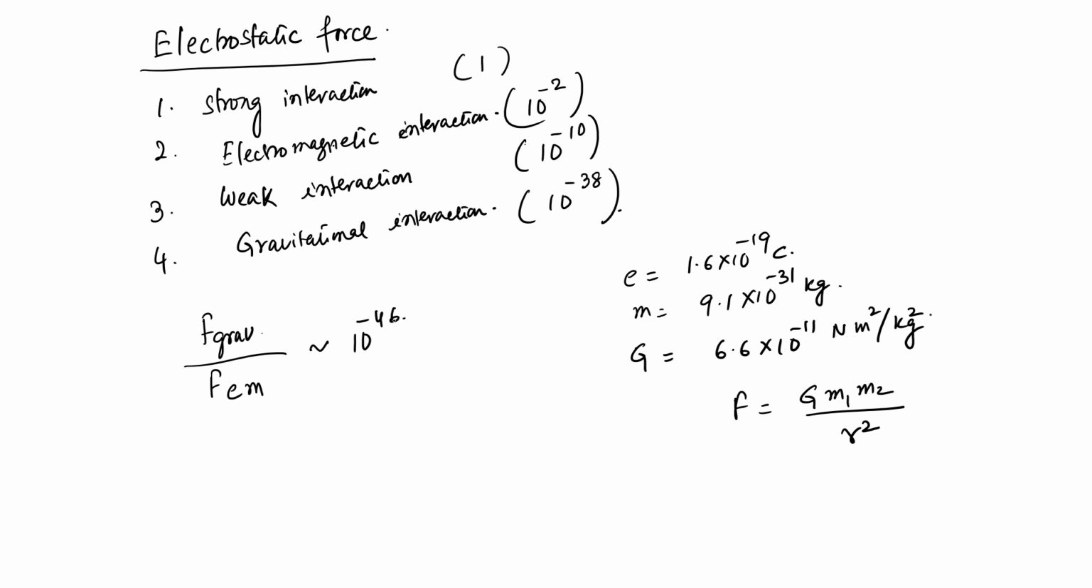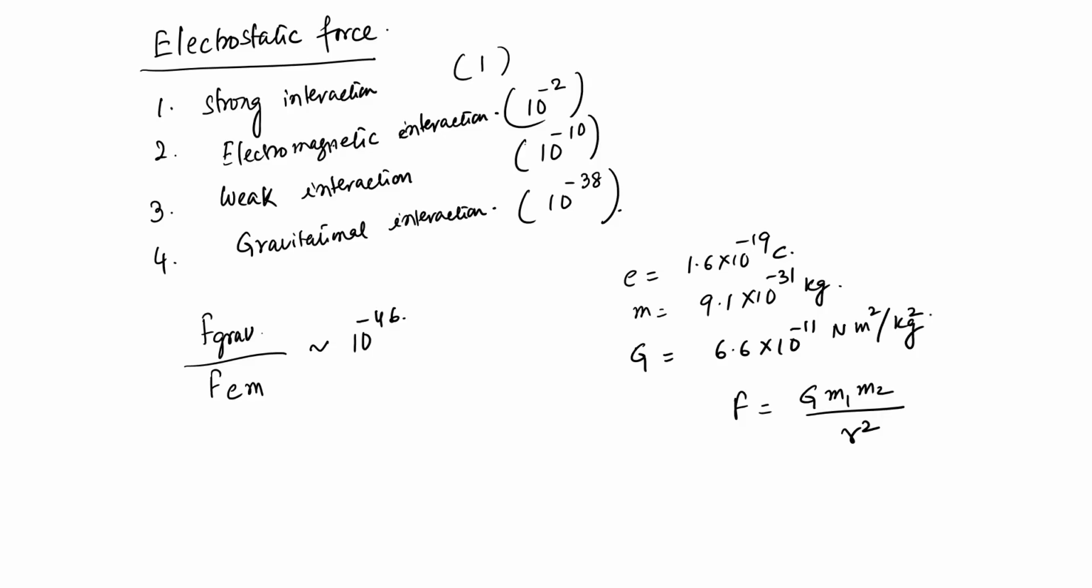So, you understand gravity is 10 to the power minus 46 times smaller, which is an enormously small number compared to the electromagnetic force. So, the electromagnetic force is quite strong, at least as compared to the gravitational force, and as you see in this ordering of the forces, it is only 2 orders of magnitude lower than the strong interaction.